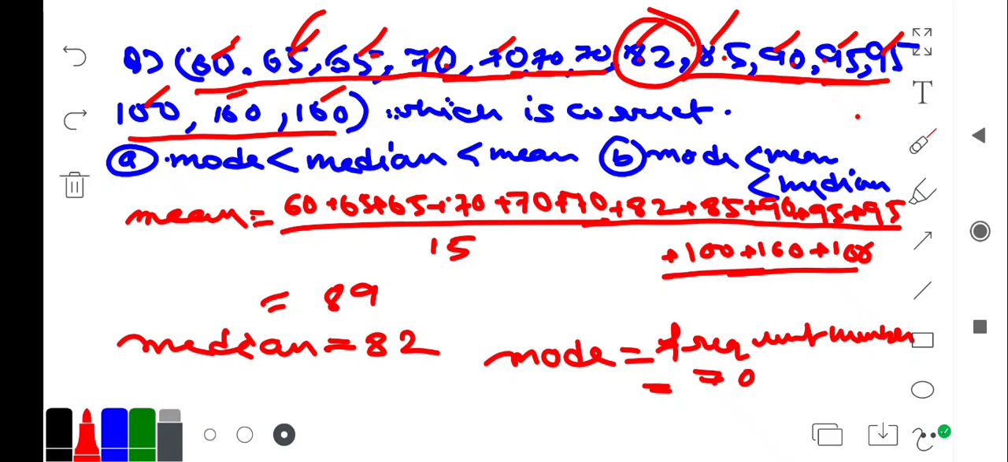Middle value, how do we arise? Because 15, the nearest even number is 14, so on the left side 7 is counted, on the right hand side 7 is counted, then the middle number is termed as median. Count 7 and 7 on both sides, and you will see one remains in the middle that cannot be counted, that is the middle value 82. So the median will be 82, and mean is the sum divided by total numbers. Sum everything, divide by 15, and it will be 89.